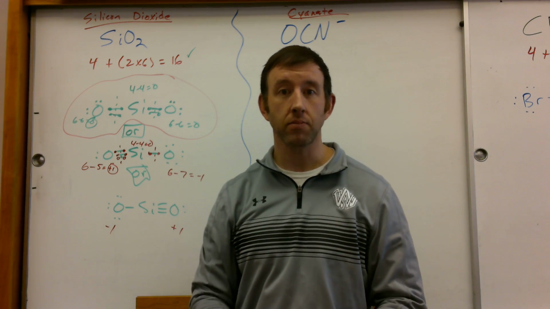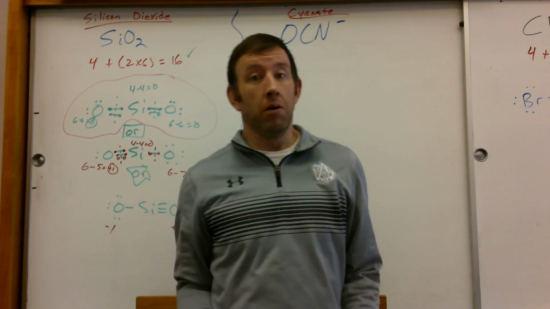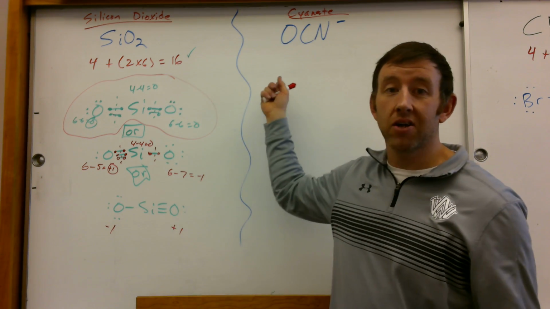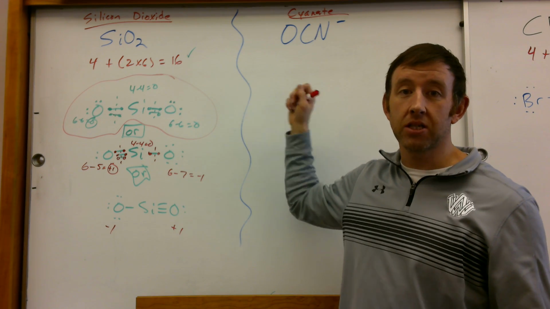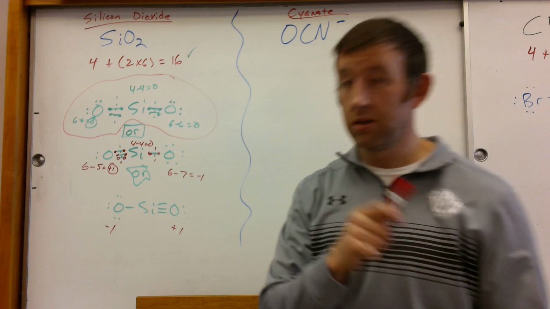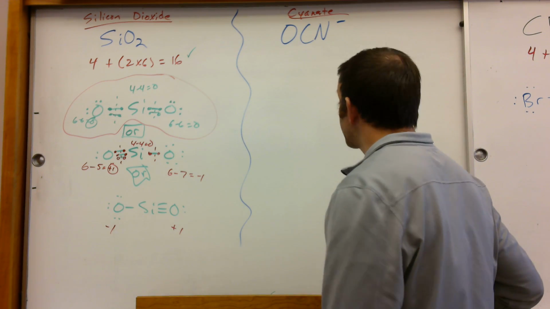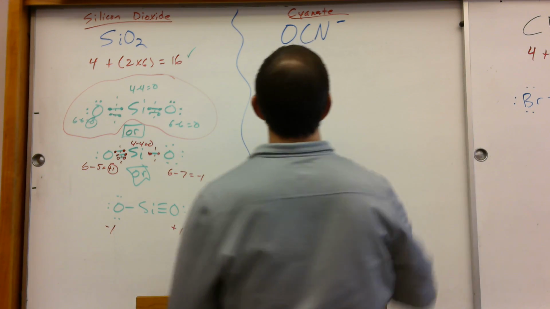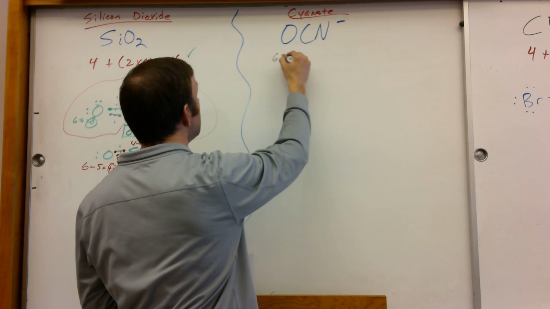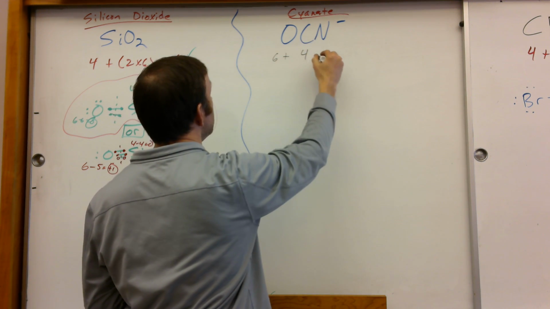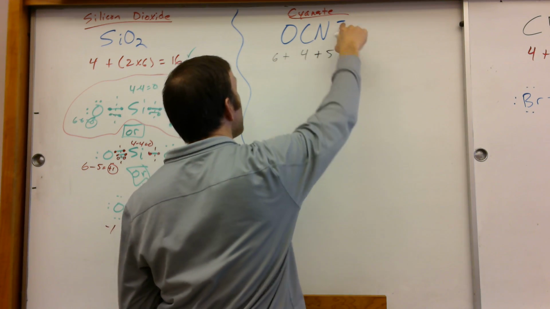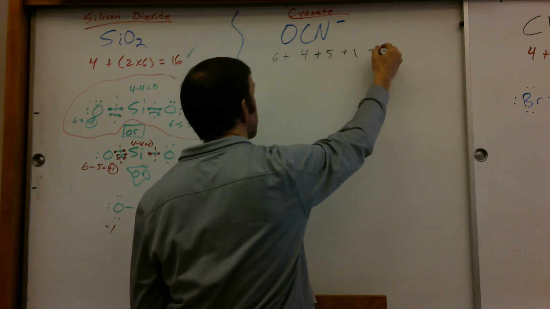All right? Now, you might be getting cocky. Oh, that's easy enough. Well, let's tackle this cyanate ion and let's see what formal charges does for us in this case. Okay, so we've got cyanate with a -1 charge. So we've got 6 valence electrons here with oxygen, plus 4 from the carbon, plus 5 from the nitrogen, plus 1 more because I have that negative charge.